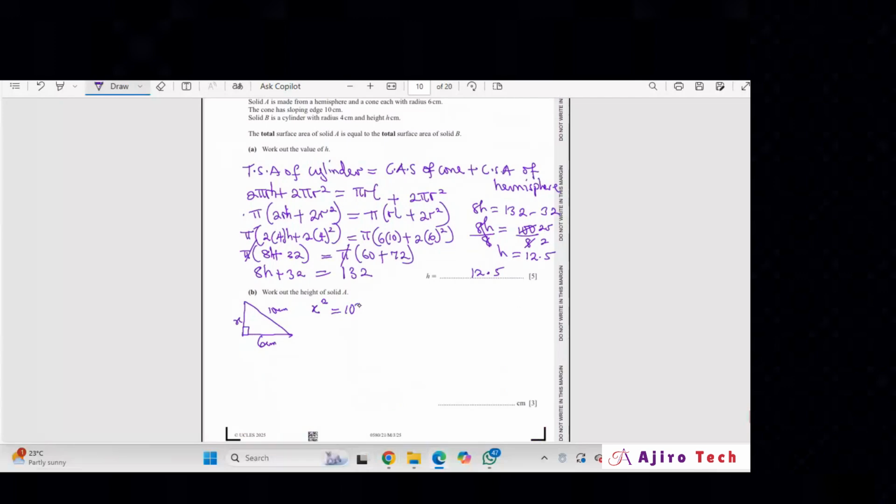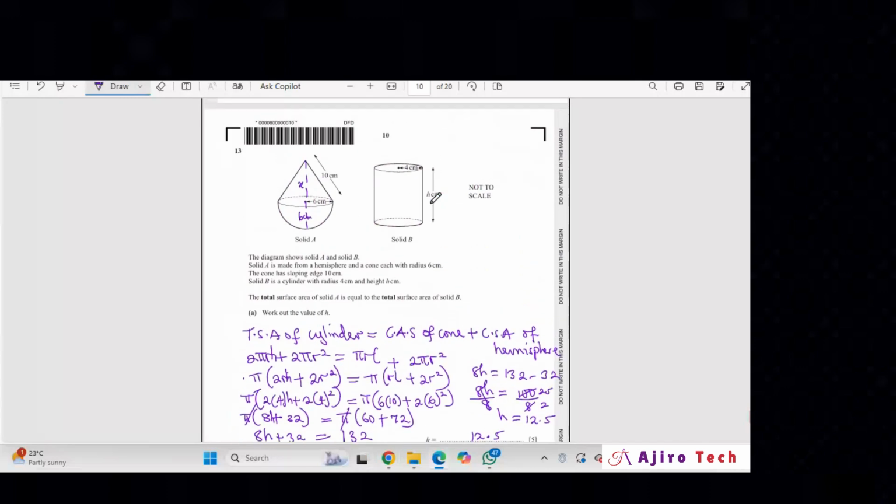S square is equal to 10 square minus 6 square. Why am I minusing? Because I'm looking for the opposite side. But if you are looking for hypotenuse, you add it. So S square is equals to 100 minus 36, which will give us 64. So S is equals to square root of 64, and square root of 64 will give us 8. So that means here is 8.